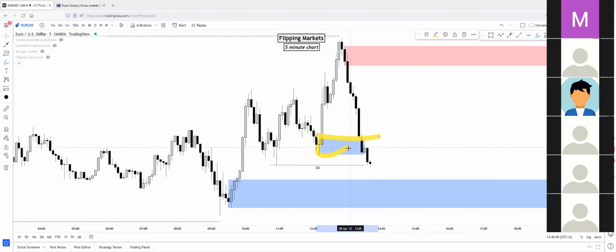So the break of this zone has happened. So we can actually ignore this zone in the future. This will be just a reminder for us that this zone has been broken and the body break of this zone has happened. And yeah, this is just a reminder for us.